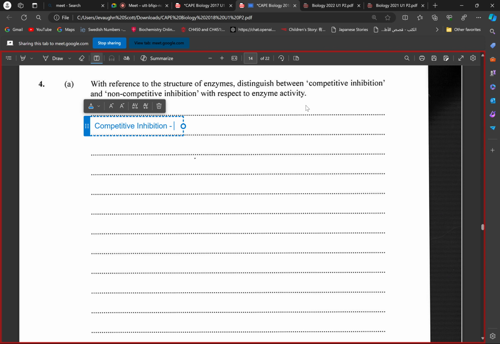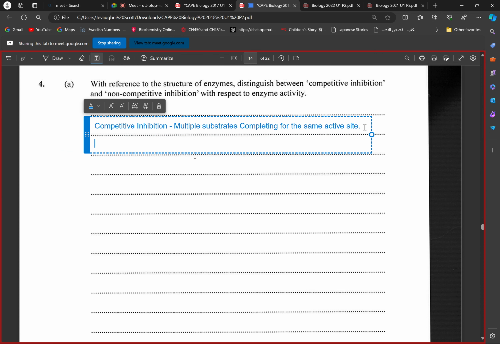Basically, those are inhibitors that have similar structures to that of the substrate which the enzyme would connect to. Okay, competing. They also bind reversibly to the enzyme active site. All right, so they bind reversibly to the active site. So we're looking at that.